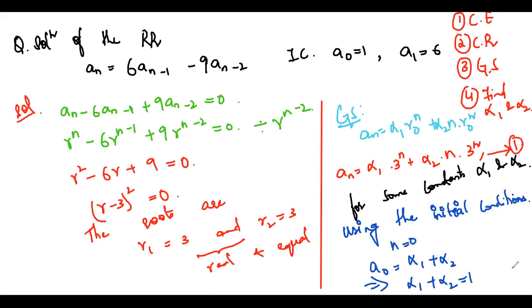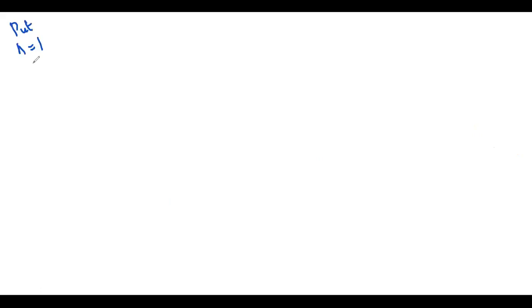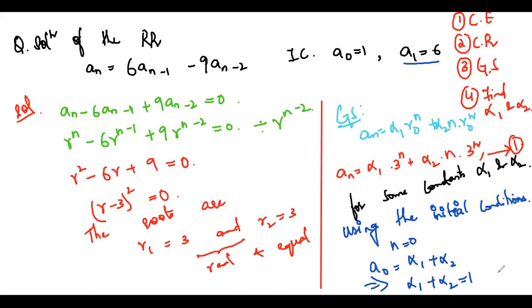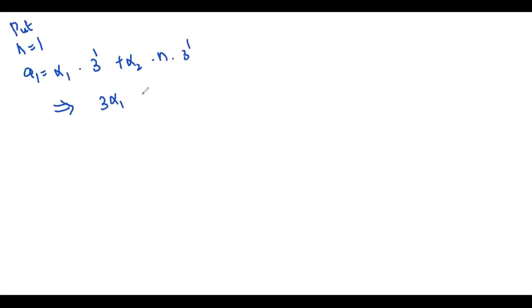Equation 1. Now we are putting n is equal to 1. When we put n is equal to 1, we get a1 is equal to, what are the roots? 3. So alpha 1 into 3 power 1 plus alpha 2 into n into 3 power 1. So this will give us a1, and also substitute the value of a1. A1 is given as 6 here. So 3 alpha 1 plus 3n alpha 2 is equal to 6, and alpha 1 plus alpha 2 is equal to 1.